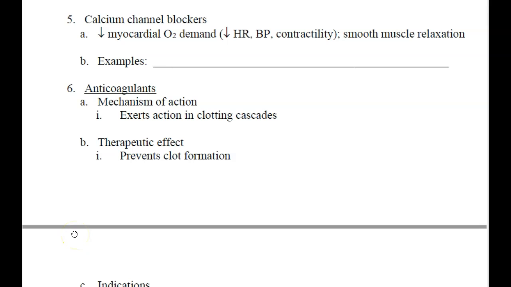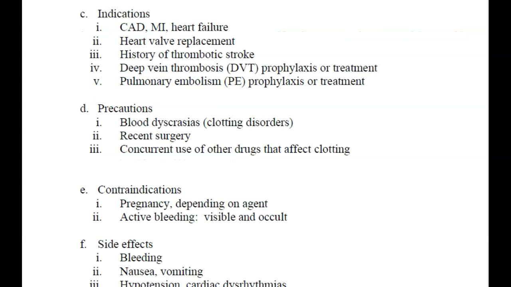The mechanism of action of anticoagulants, in general, is that they exert action in the clotting cascades. The therapeutic effect is that it prevents clot formation. Indications for anticoagulation include CAD, MI, heart failure, heart valve replacement, history of thrombotic stroke, DVT or deep vein thrombosis prophylaxis and treatment, as well as pulmonary embolism for both prophylaxis or treatment. Some precautions would be patients with blood dyscrasias or clotting disorders such as hemophilia, as well as recent surgeries, and concurrent use of other drugs that can affect clotting.